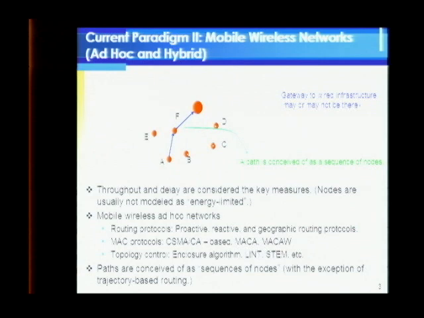And so if this gateway is not here, it's purely ad hoc. If the gateway is there, then it's a hybrid network. In these networks, throughput and delay are considered key measures. And usually, nodes are not modeled as energy limited.